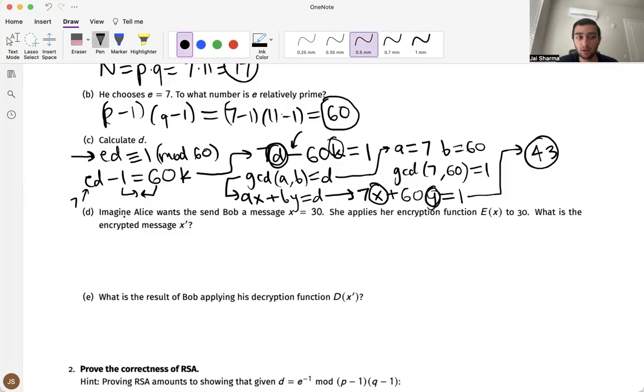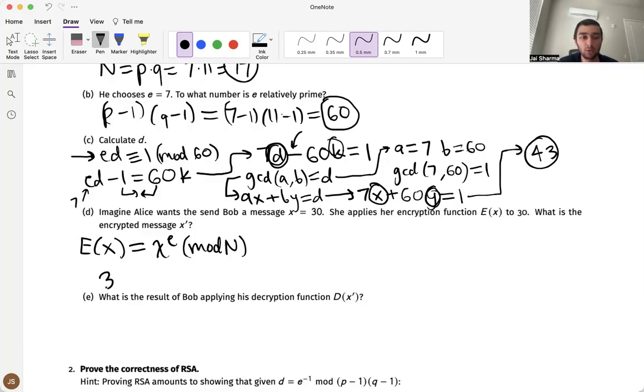And now for part D, imagine Alice wants to send Bob a message, x equals 30. She applies her encryption function to 30. What is the encrypted message? So this is a very straightforward application of the definitions, right? Whenever you're encrypting a message, all we're doing to that message is raising it to the power of E and sending whatever the remainder is when we divide that by n. So x to the power of e mod n.